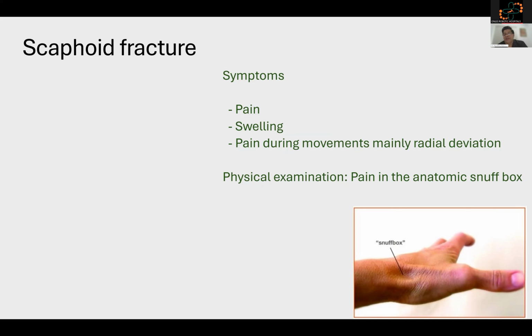Any pain at this site should warrant a suspicion of scaphoid fracture, and it should not be neglected. Suspect it with any pain in the anatomic snuffbox.